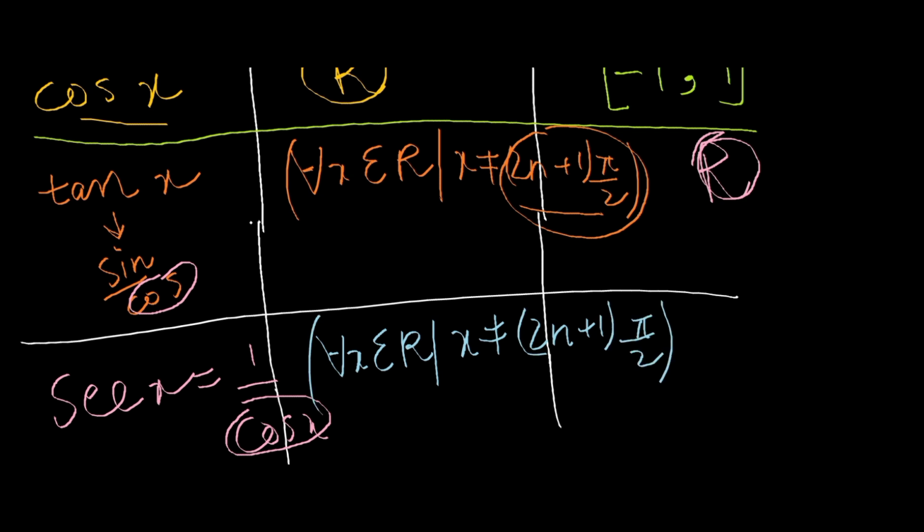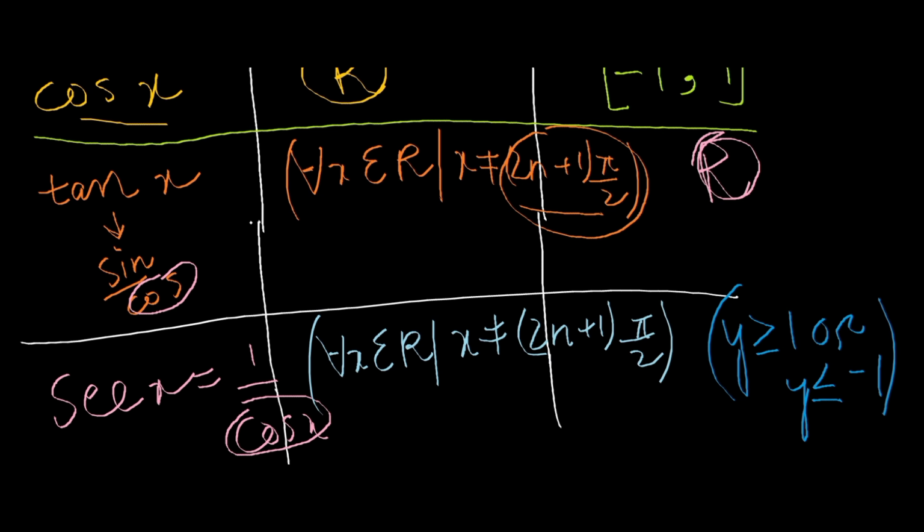And the range, okay, so the range is y is greater than or equal to 1, or y is less than or equal to -1. So this is the range. The range of secant is greater than or equal to 1, or less than or equal to -1.